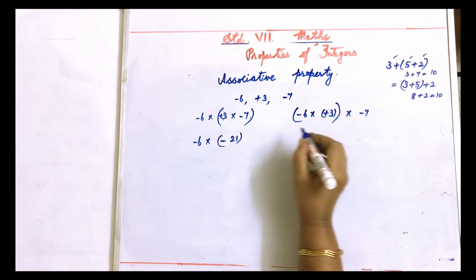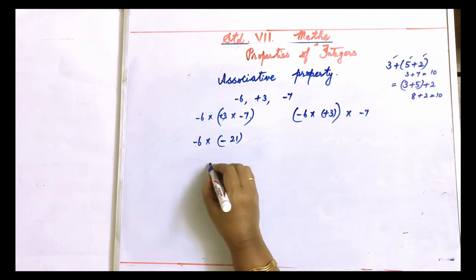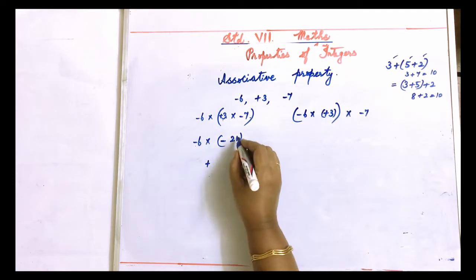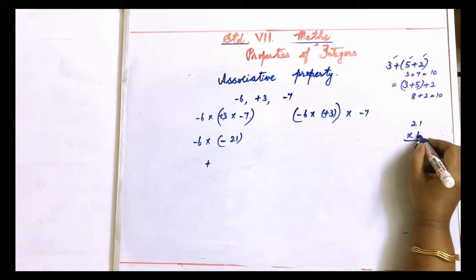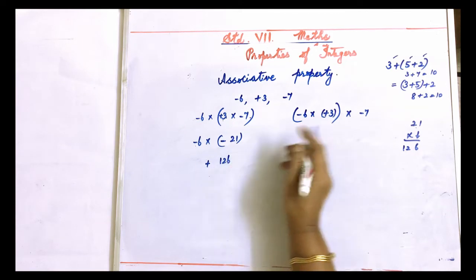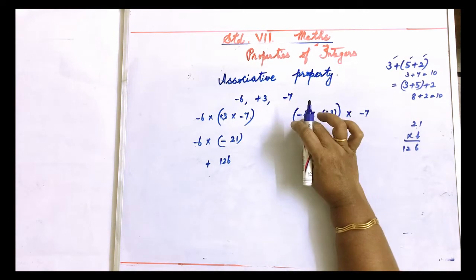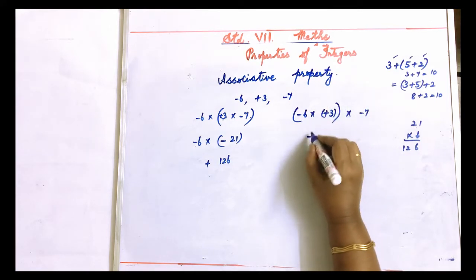Now multiply these two integers. Minus into minus is plus, 21 into 6. 1 6 is 6, 2 6s are 12. So 126. Now in the right hand side, first multiply the integers within the brackets. Minus into plus is minus, 6 3s are 18.